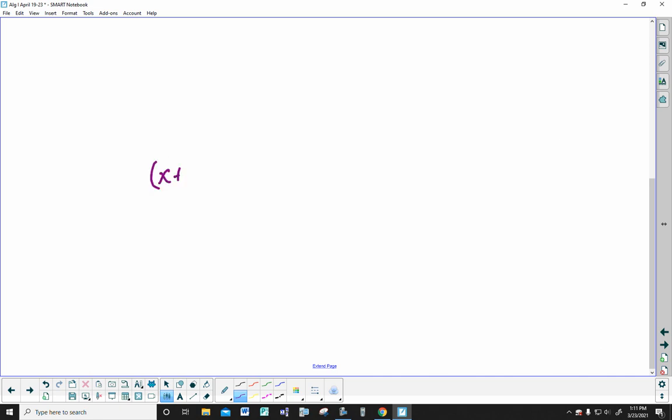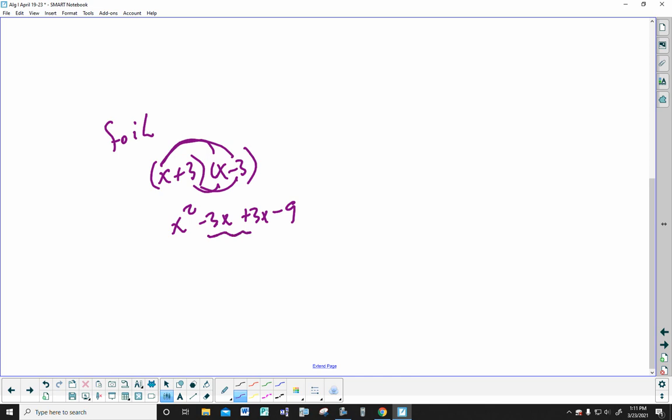If I gave you x plus 3 times x minus 3 and asked you to FOIL it. So first, outside, inside, last. What happens in the middle? They cancel out. So you get x squared minus 9.